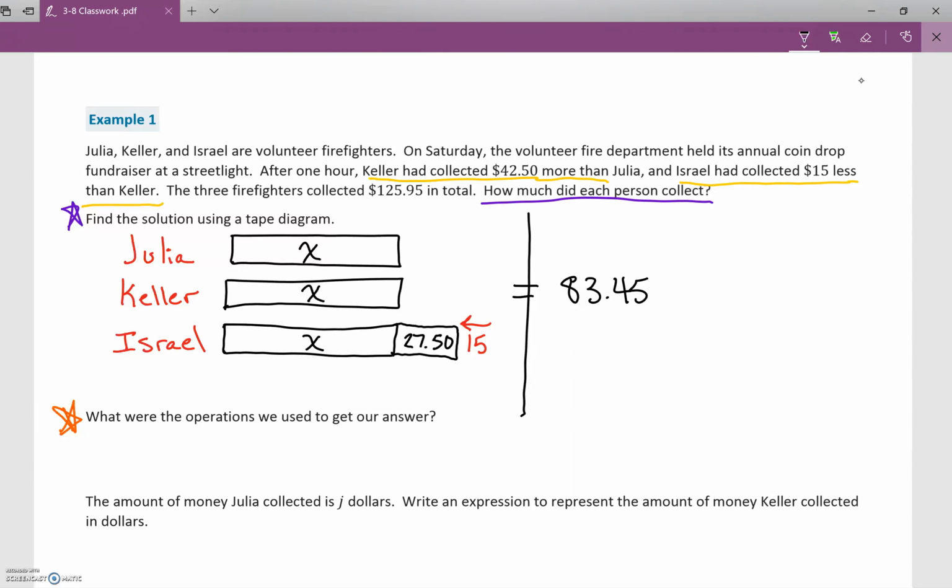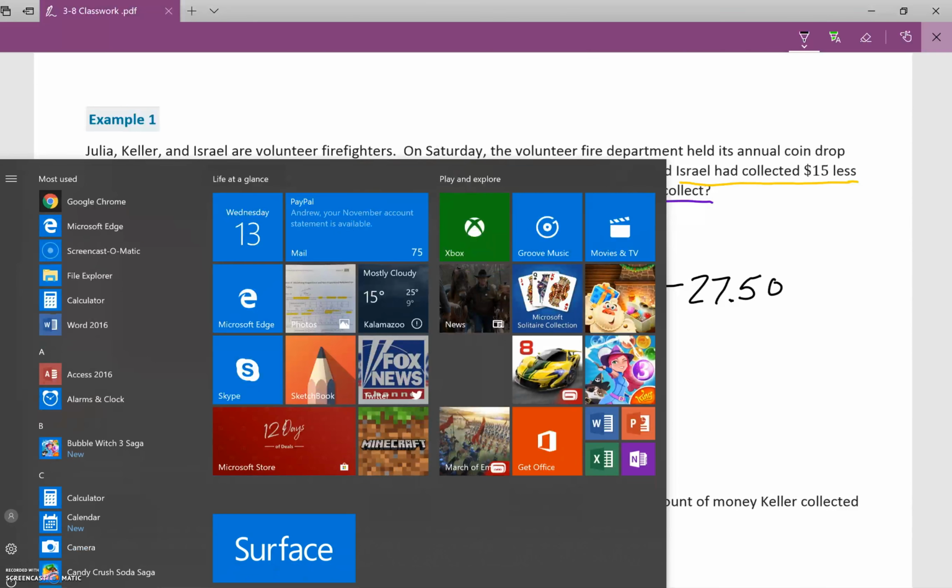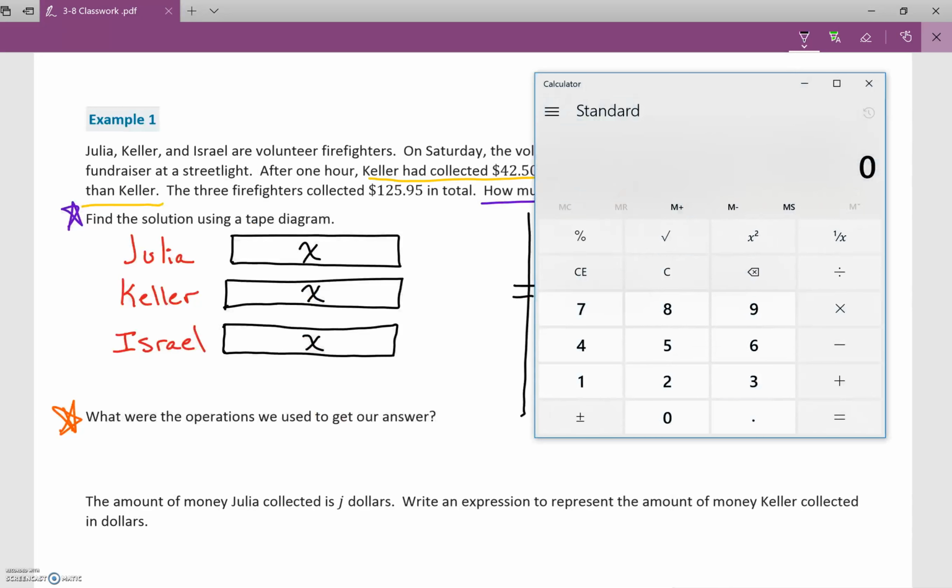Okay, so we're getting closer to the answer. These x values over here, they're not alone yet. We have to get rid of that $27.50. So I'm going to erase $27.50 here. And if I do that, I also have to take away $27.50 over here. So $83.45 minus $27.50 is $55.95.